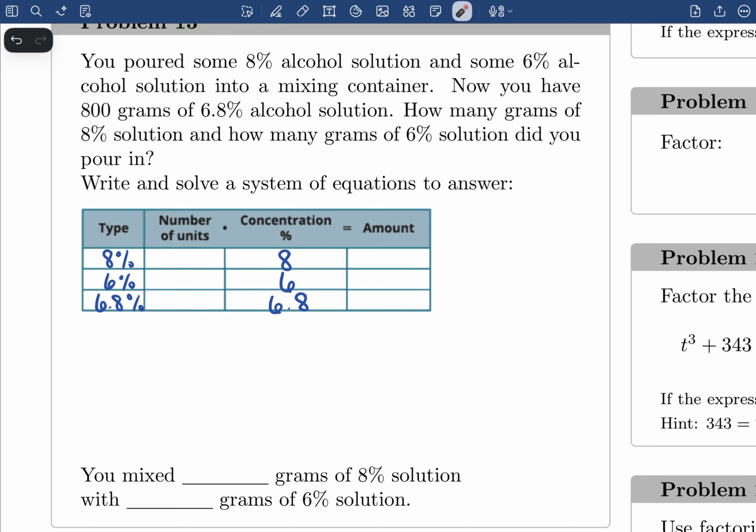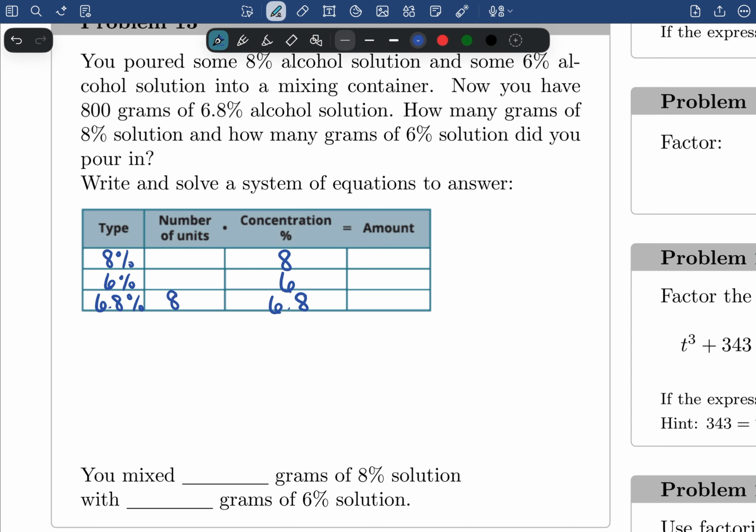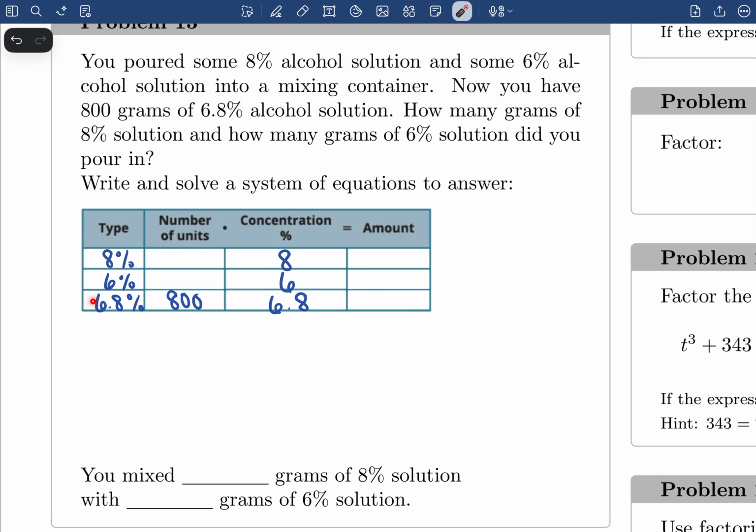I was told that I will have, when I combine everything together, 800 grams of that 6.8% alcohol solution. So that's why I'm putting 800 right here. Okay, so I have 800 grams of the 6.8% solution. What I don't know, and I'm going to find out in this process, is how many grams of 8% solution and how many grams of 6% solution I have. But I do know that they will add to make 800.